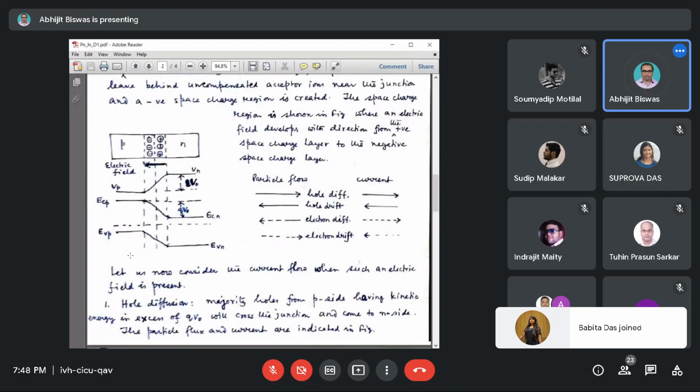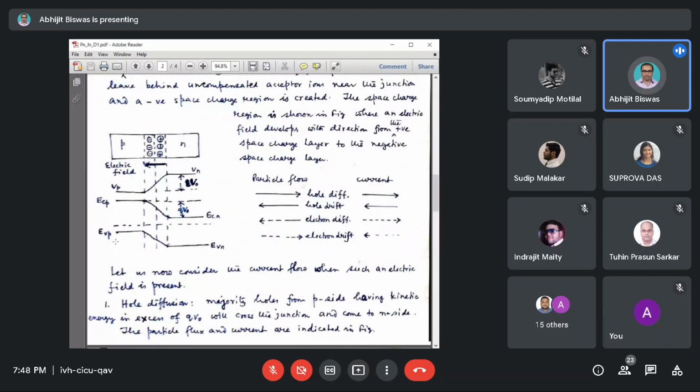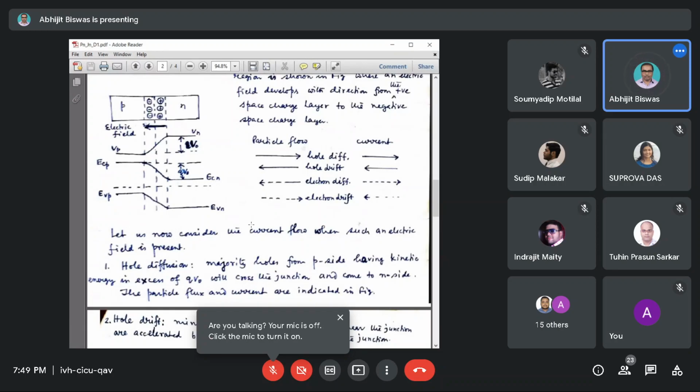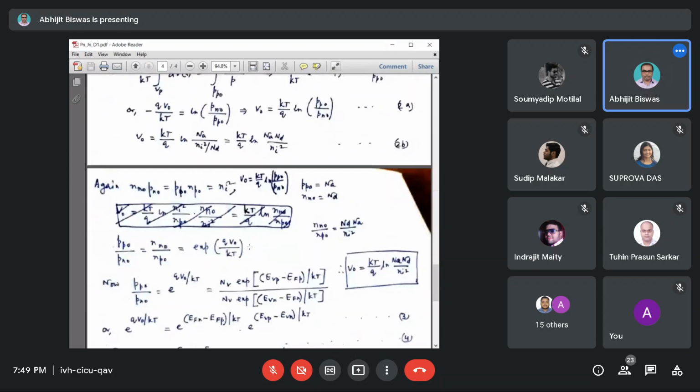Here you see, ECP is the conduction band edge on the P side. EVP is the valence band edge at the P side, and EFP means the Fermi level at the P side, EFN means the Fermi level at the N side. That is shown within the band gap as a dotted horizontal line. I'll show what is the position of the Fermi level in the PN junction device.